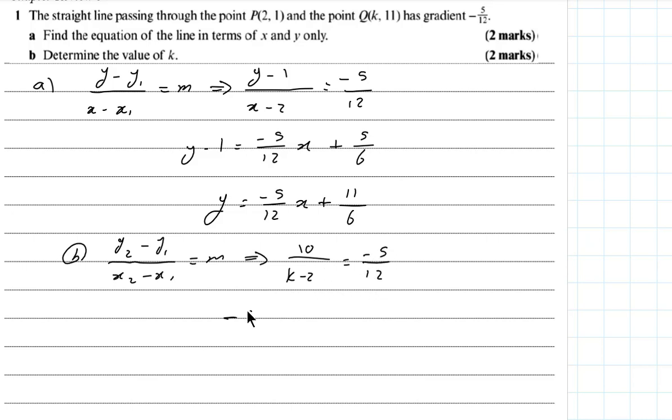Make cross multiplication. We have -5k plus 10, which is -5 times -2, equals 120, 12 times 10. And then moving 10 here, we have -5k equals 110. By dividing by -5, k will be -22.